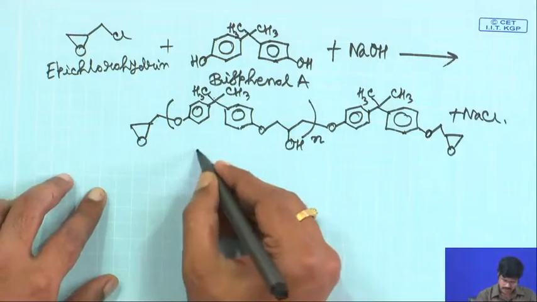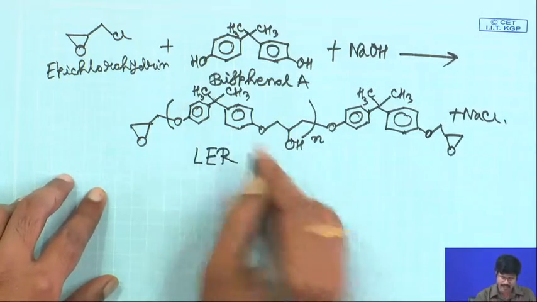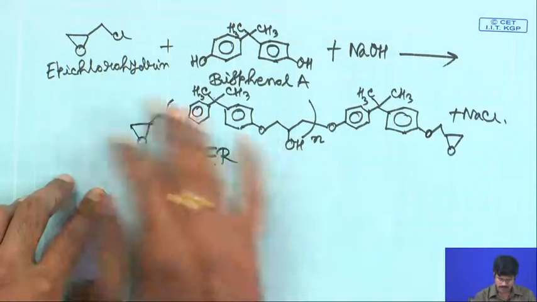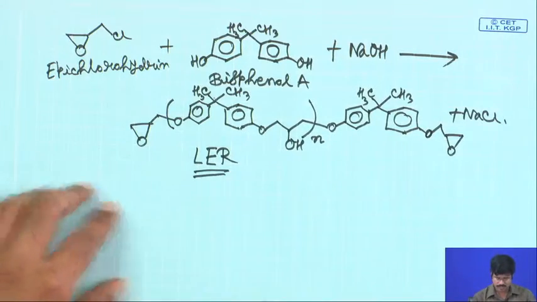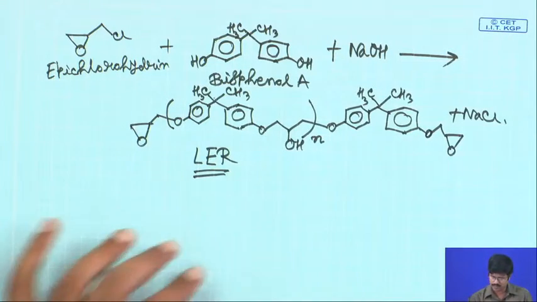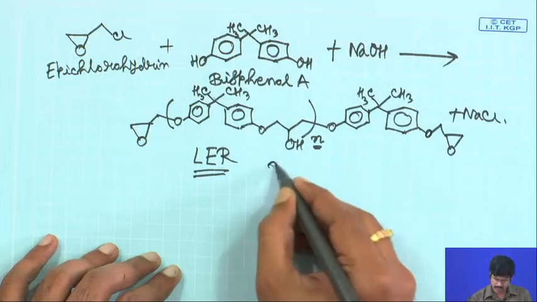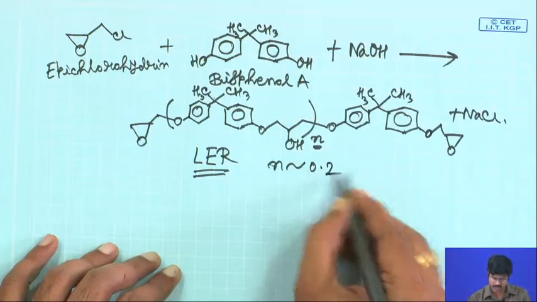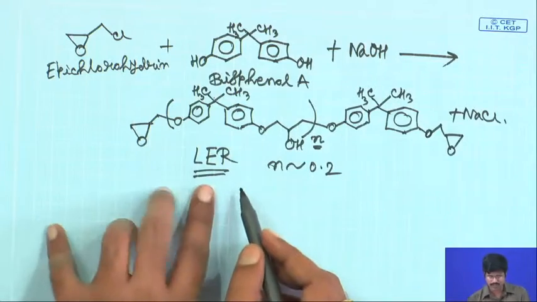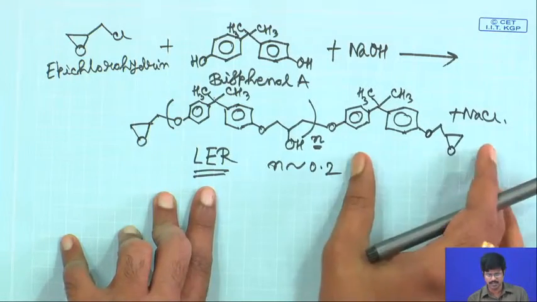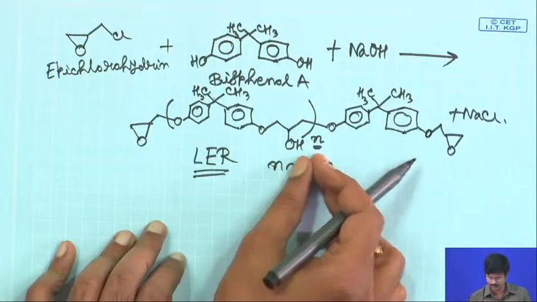So, this is the general reaction for epoxy resins. Now, this will be your liquid epoxy resin when the degree of polymerization, which is your n, is very low, very close to 0.2. That is why we told that a liquid epoxy resin is based on your diglycidyl ether of bisphenol A. This value is very, very low.